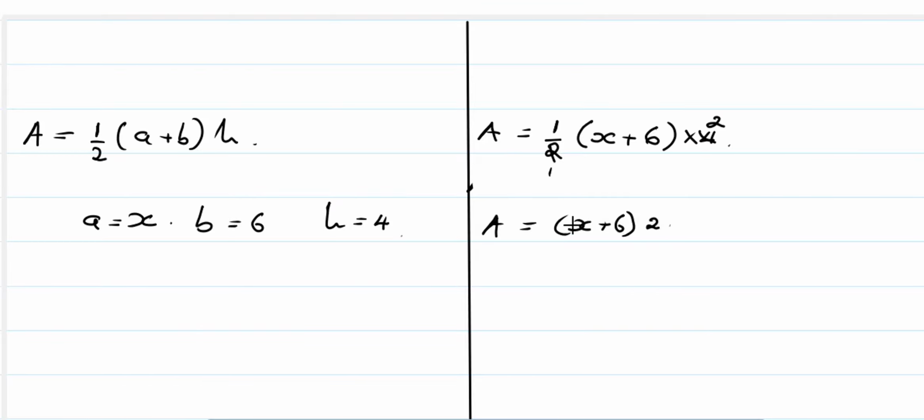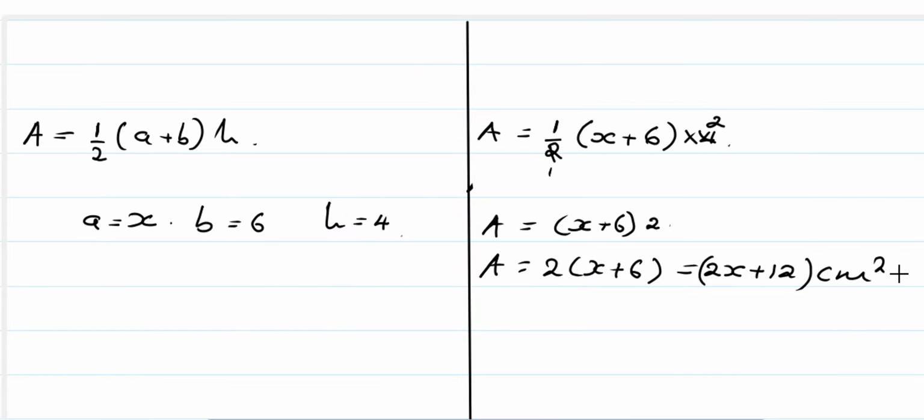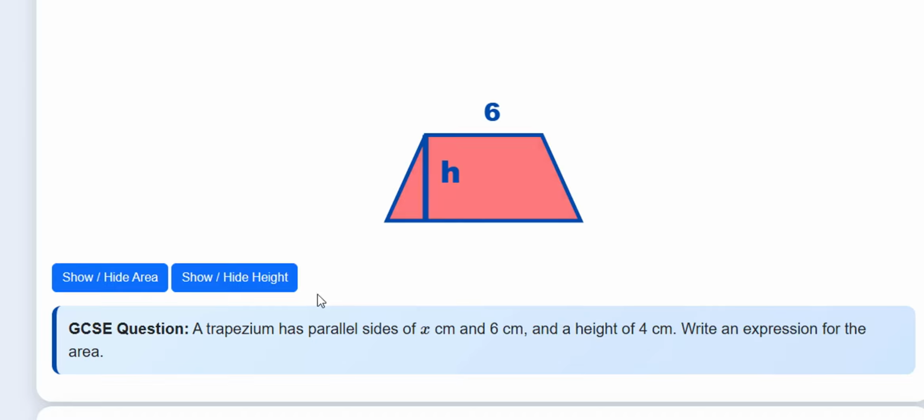To open the brackets here, we need to take this 2 and multiply it with each of the values inside the brackets. It's just like writing 2 into x plus 6. So when I open the brackets, it will be 2 multiplied by x, which is 2x, then plus 2 multiplied by 6, which is 12. And this becomes the expression of the area of this trapezium here.